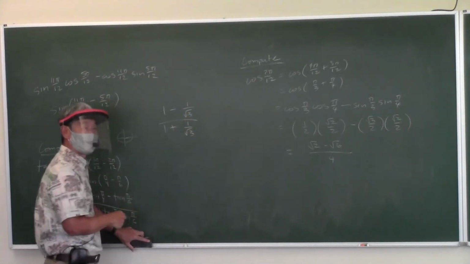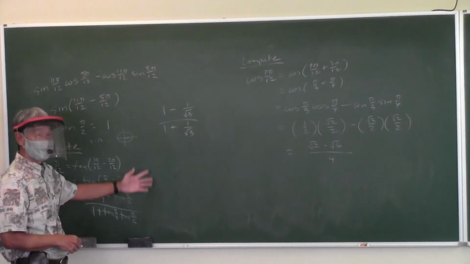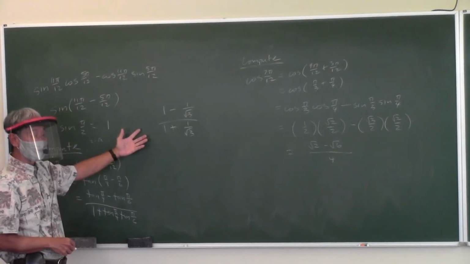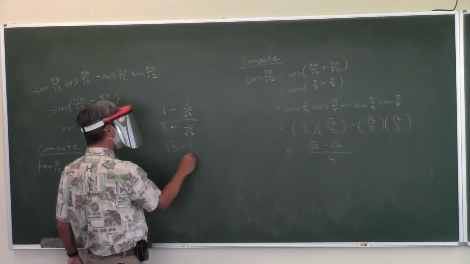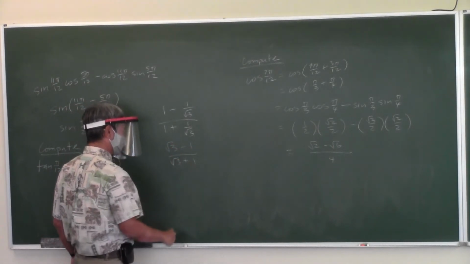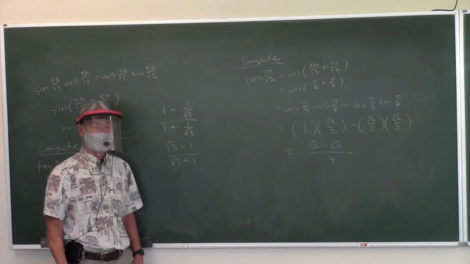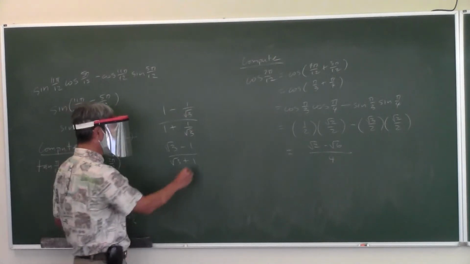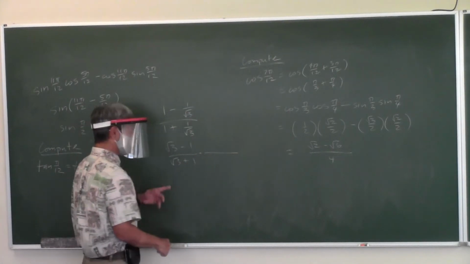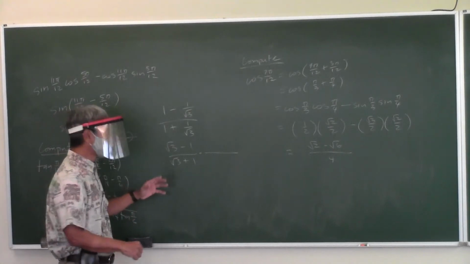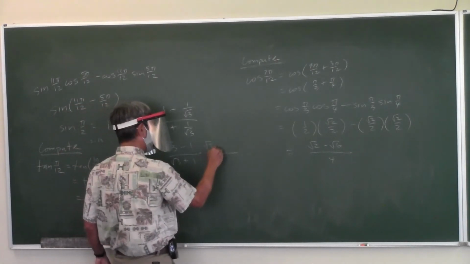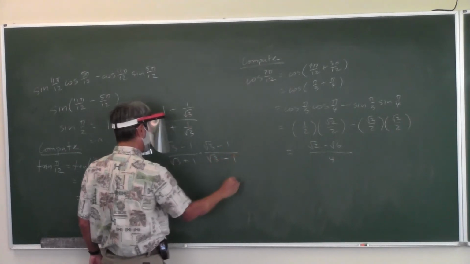Would this have been any better? Yeah, because look, how do you simplify this? Multiply top and bottom by root 3. So you get root 3 minus 1 over root 3 plus 1. Is that simplified enough? No, Moose Breath. Come on. Multiply top and bottom by the conjugate of the denominator.